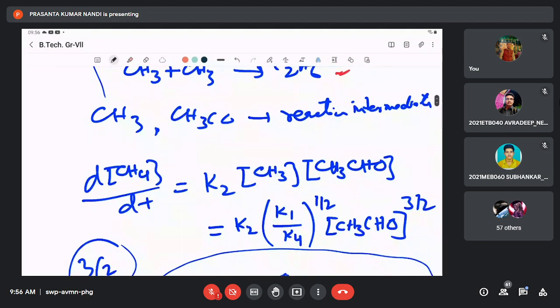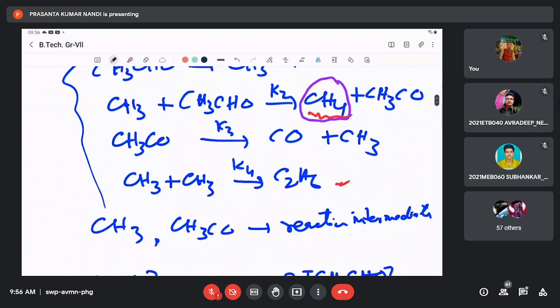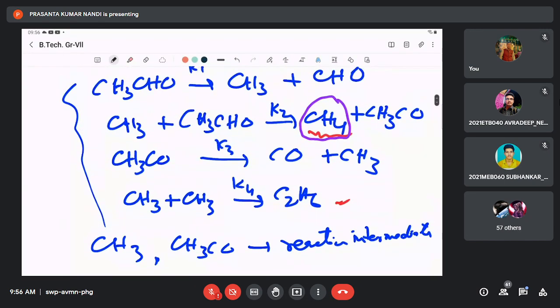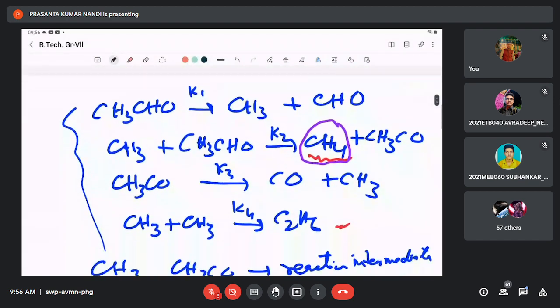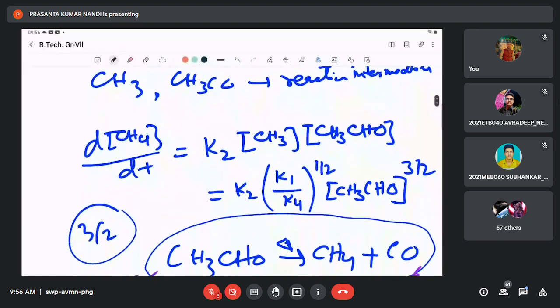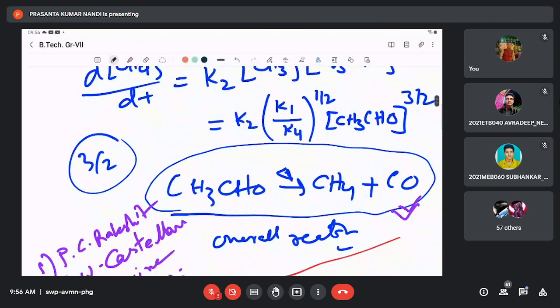That is the rate of formation of acetaldehyde. This is another problem, right? The reaction is this: the decomposition of acetaldehyde to produce CH4 and CO.